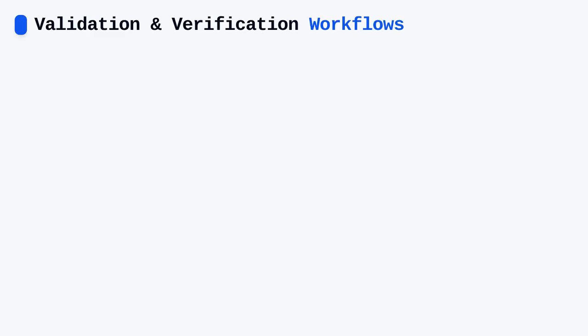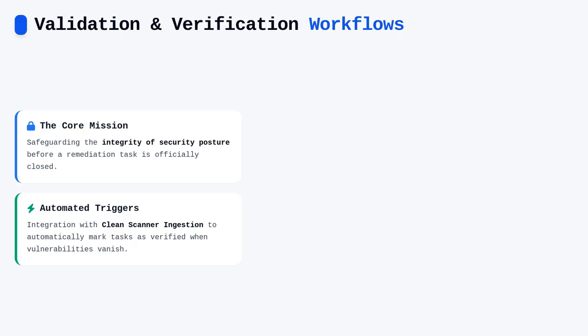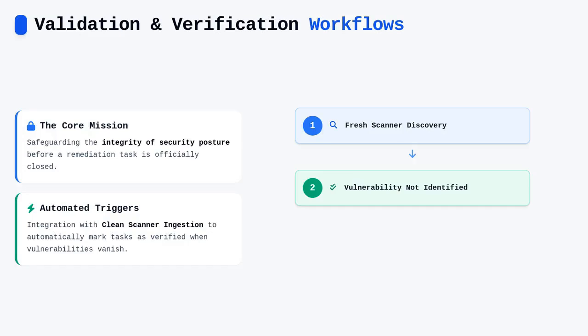Validation and verification workflows are the components that safeguard the integrity of your security posture before a task is considered truly closed. Most organizations implement automated triggers that verify the completion of a task based on subsequent clean scanner ingestion data. When a scanner performs a fresh discovery and no longer identifies the original vulnerability, the system can automatically mark the associated remediation task as verified.